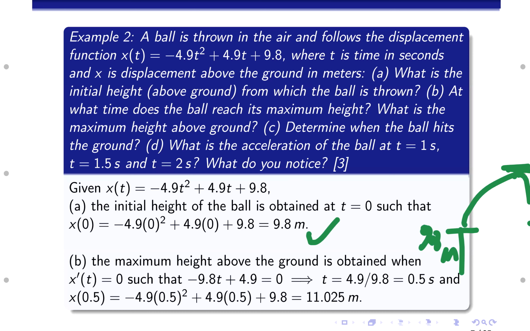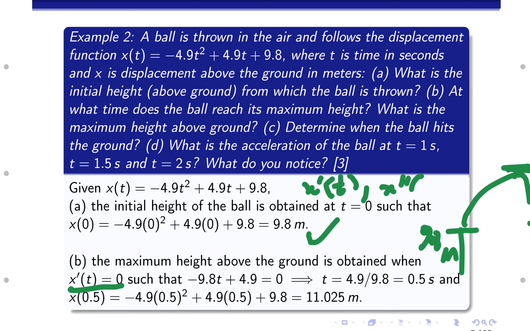The maximum height above the ground is obtained when x prime of t is 0. You know, maximum height occurs at a point where the body stops momentarily. It stops accelerating momentarily. And when it is not accelerating, that means that the velocity is equal to 0. I know if x of t is displacement, then x prime of t is velocity, and then x double prime of t is acceleration, you know.